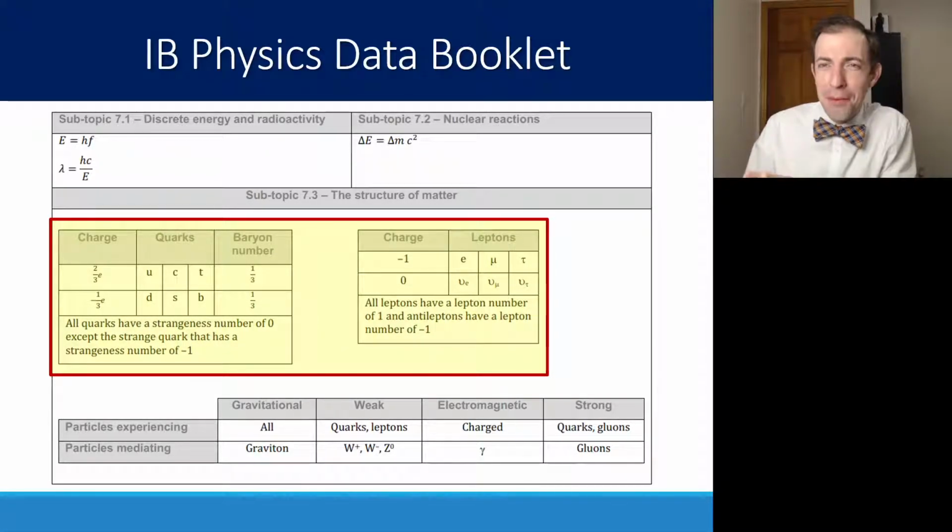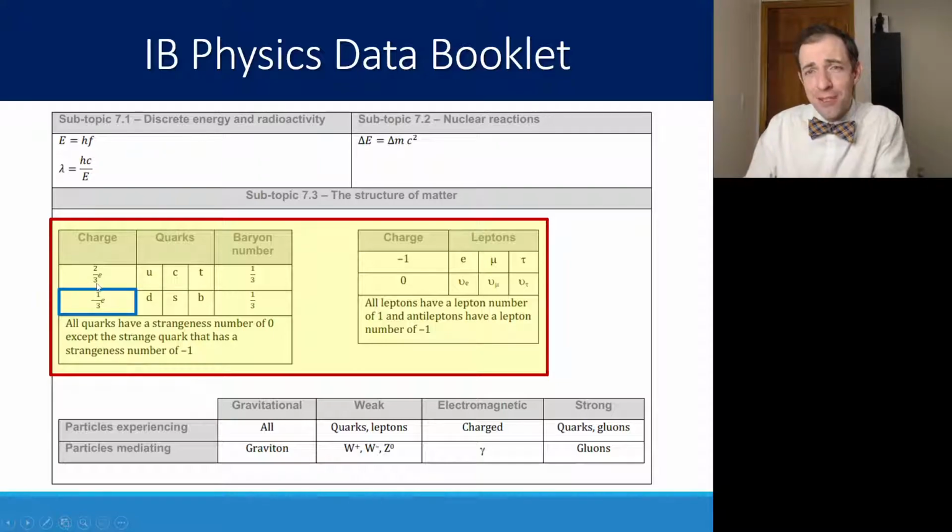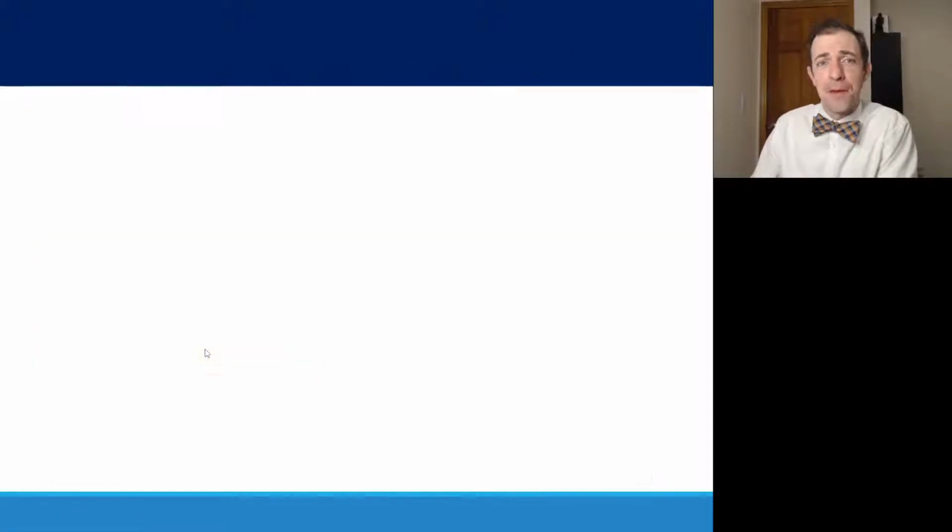One thing that I do want to point out, something that has always bugged me in the data booklet, the charge on these down, strange, and bottom quarks. It has a negative in there. It's negative 1/3 electrons is the charge. But the way the font works out, it looks like the negative kind of goes in there, so it's easy to miss if you're not looking for it. So just remember that it is a plus 2/3 and a minus 1/3 for those quarks.